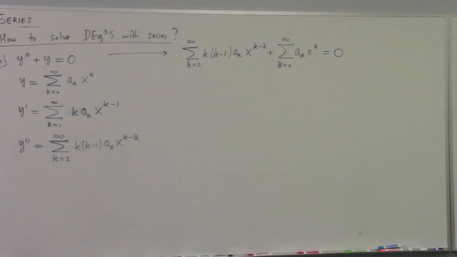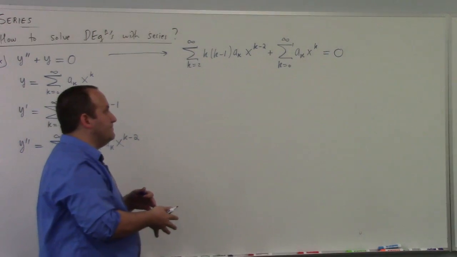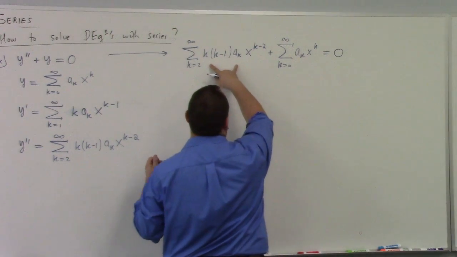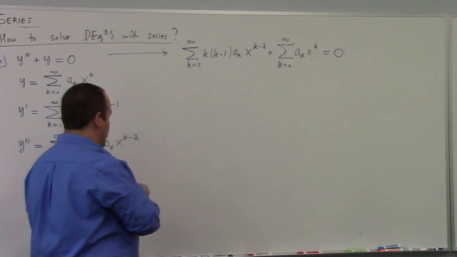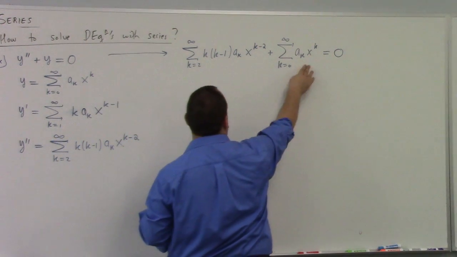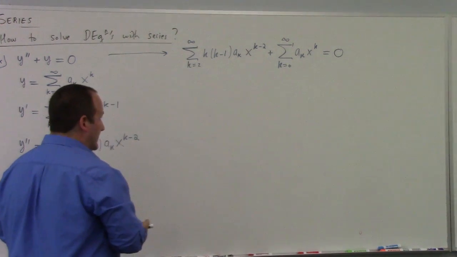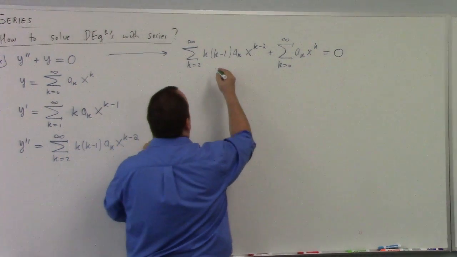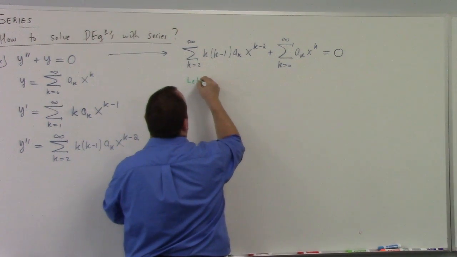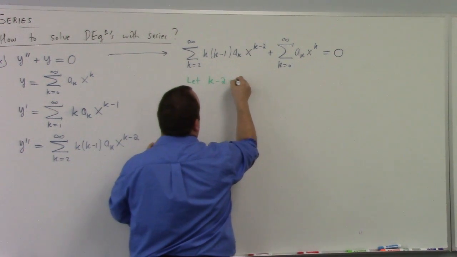Now we can't really go forward here until we do some massaging on these series. These are apples and oranges, so to speak. In order to add two series together, you need them to have matching format. So I would suggest that we change the first series so that it looks like the second series. But rather than making a substitution of the same variable, which I find confusing, I'll introduce a new variable. I'll say we should let k minus 2 equal j.